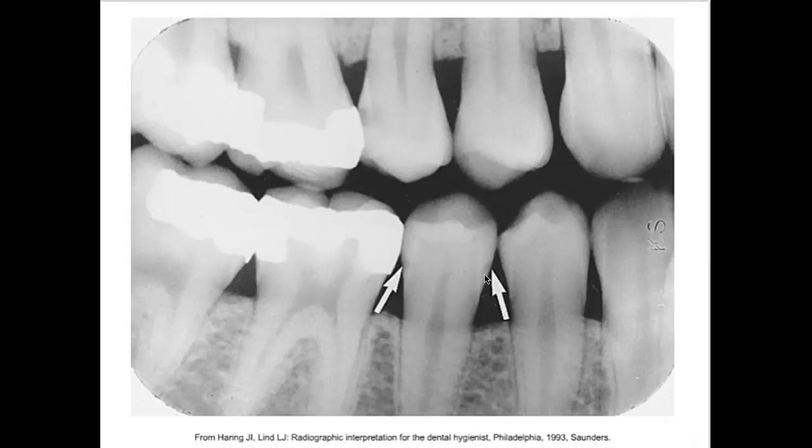This caries is called incipient because it has not reached the dentinoenamel junction, which is this line here. This is where the enamel meets the dentin. Once the caries has reached that DEJ, it is no longer considered incipient, but we call that moderate.